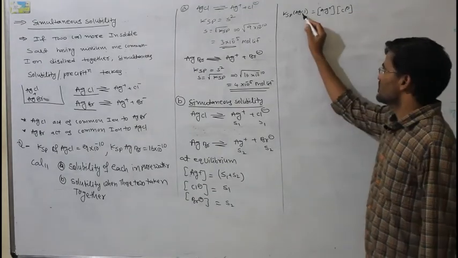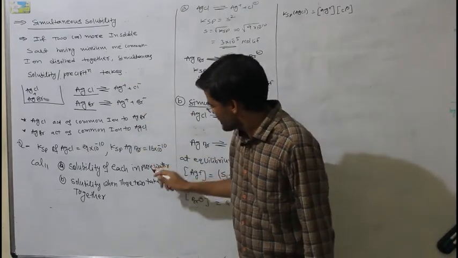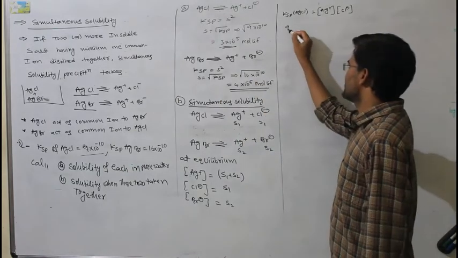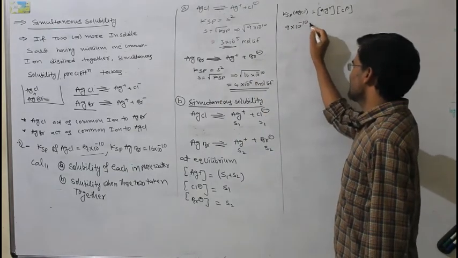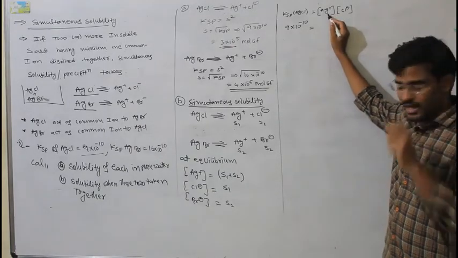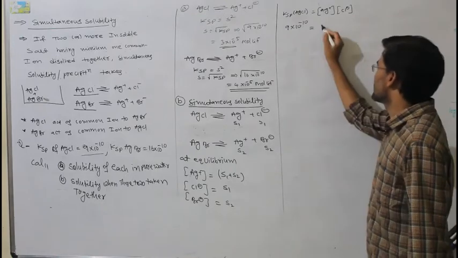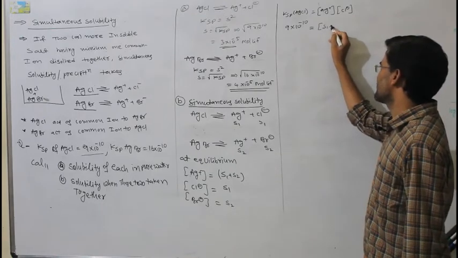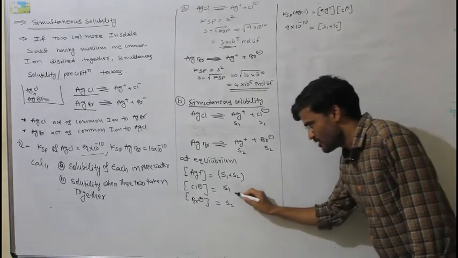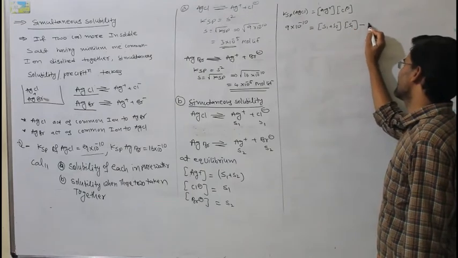Right? So what is the Ksp of AgCl given in the question? It is given as 9 into 10 power minus 10. So 9 into 10 power minus 10 is equal to the concentration of Ag plus at equilibrium, which is S1 and S2. So you take S1 plus S2. The concentration of Cl minus at equilibrium is only S1, so into S1. You consider this equation number 1.